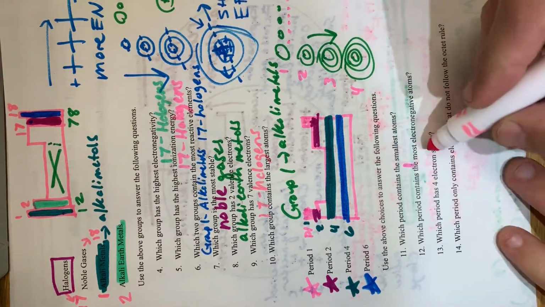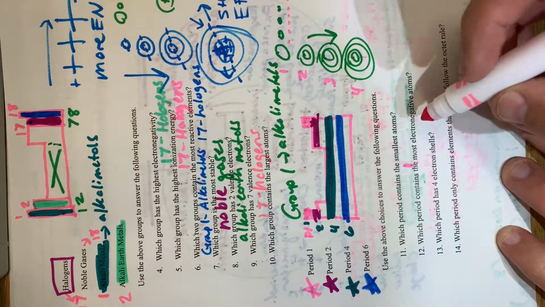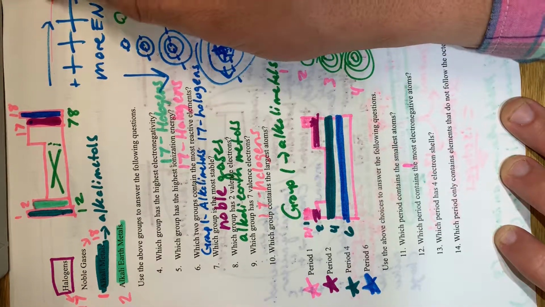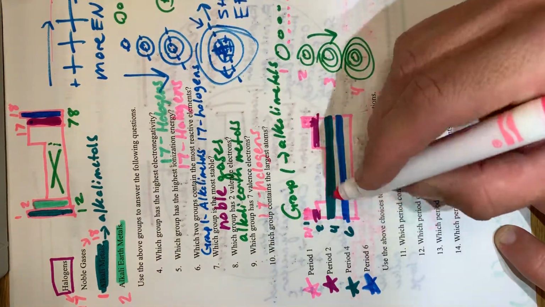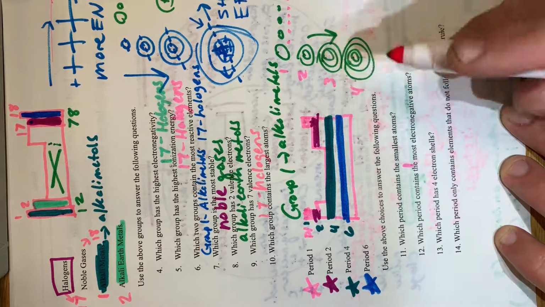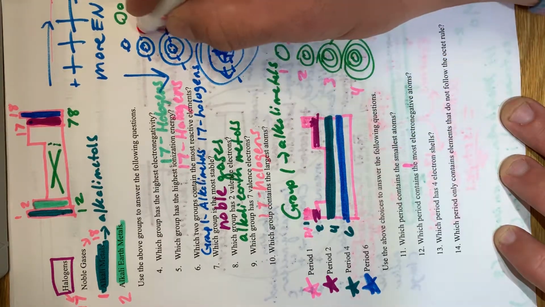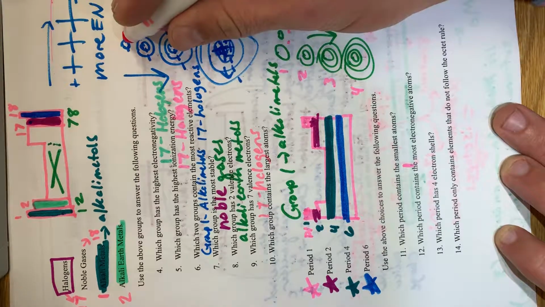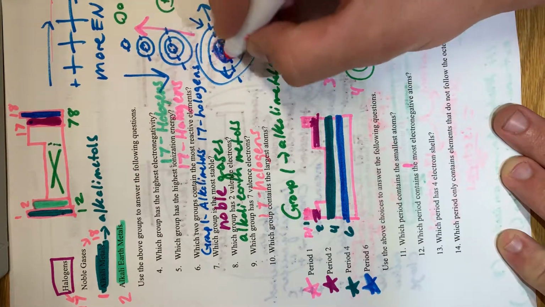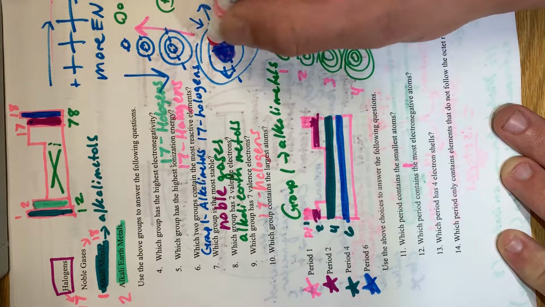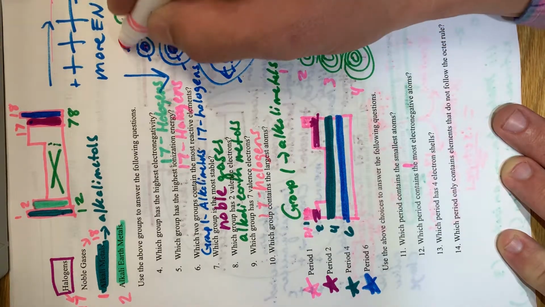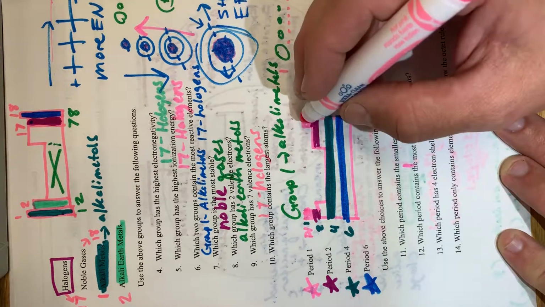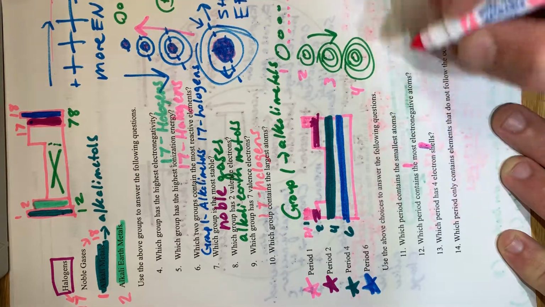Okay, which period contains the most electronegative atoms? Well, electronegativity increases as you go to the right. Doesn't really help us a lot because these go all the way from left to the right. But what happens as you go up? Well, as you go up, you have less and less electron shells. So there's more and more exposure to the outside world, to the inner nuclear charge. So as you go up, the electronegativity increases. So again, that would be period 1.